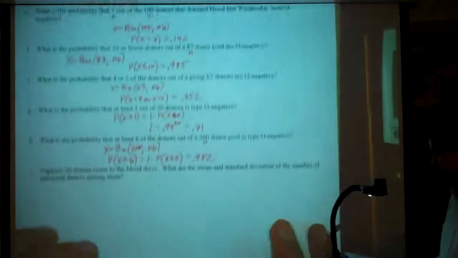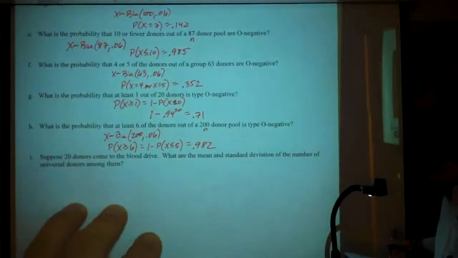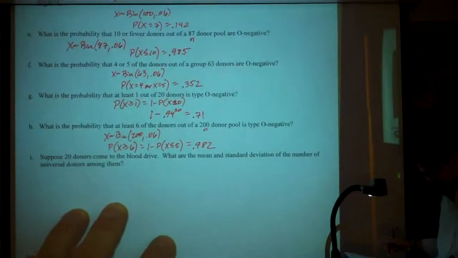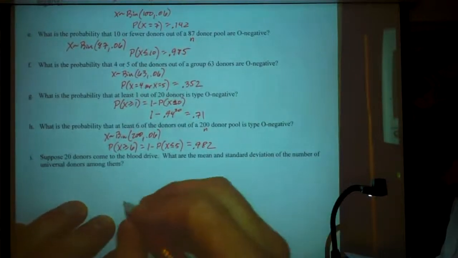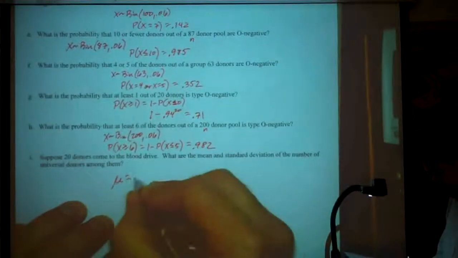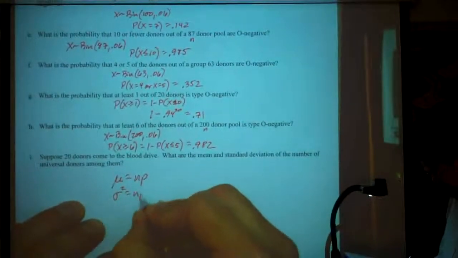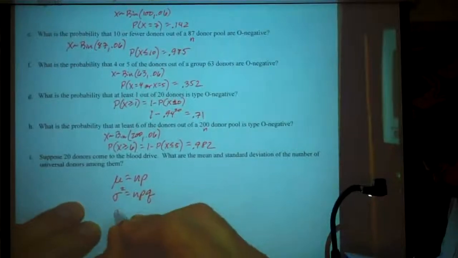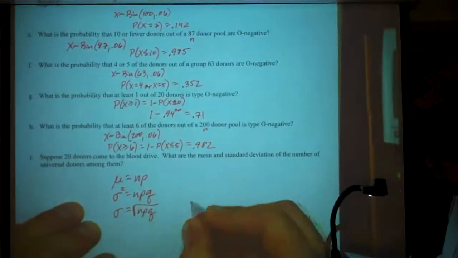All right, last question of the last question. Suppose 20 donors come to the blood drive. What are the mean and standard deviation of the number of universal donors among them? Okay. Oh, come on. I wanted something hard. My mean is n times p. My variance is n times p times q. That means my standard deviation is the square root of n times p times q.